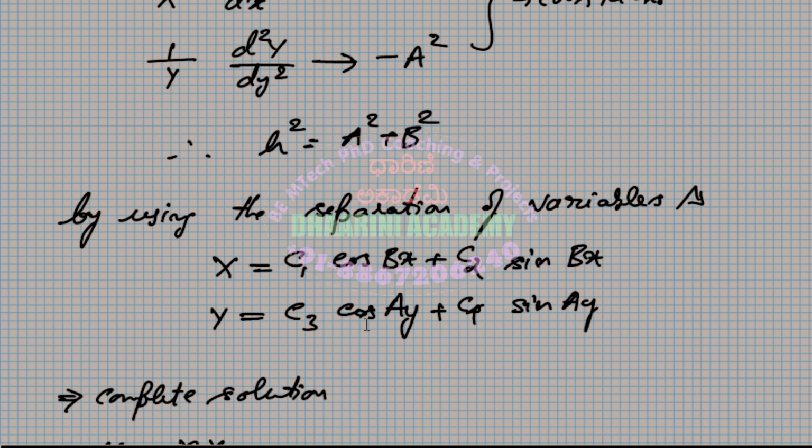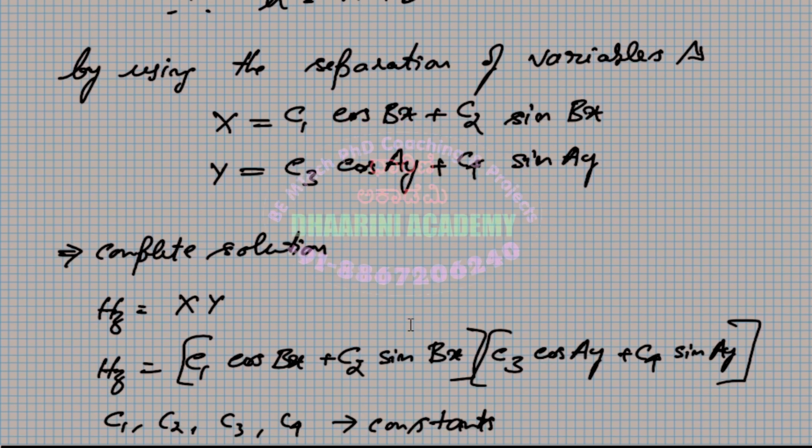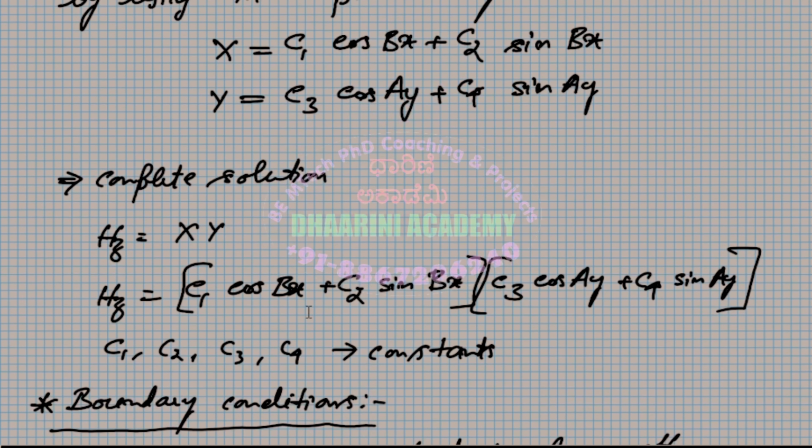Okay, right. So we'll write the complete solution X into Y, because previously we simply assumed that in this case the answer Hz is X into Y, isn't it? So we substitute X into Y, whichever we got in the above part of this. So now you see we have the unknowns, right? C1, C2, C3, C4 present over there.